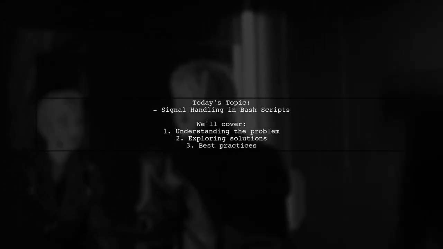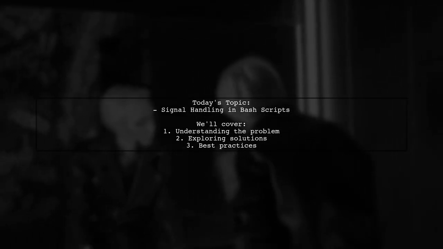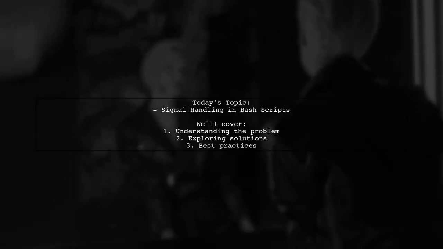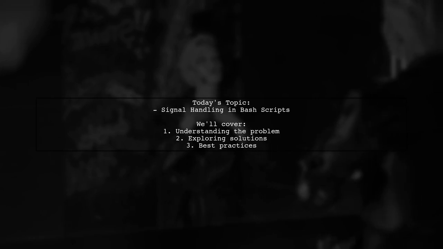Today we're diving into a common challenge faced by many developers. Our viewer asks, how can a bash script handle a SIGINT signal when run from a C program using the system call?